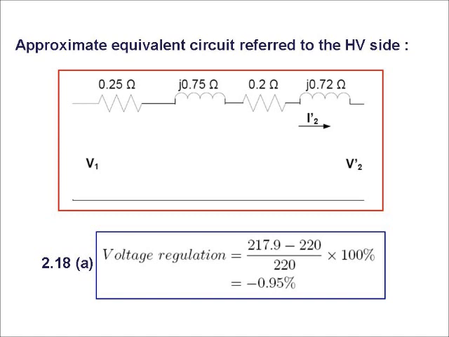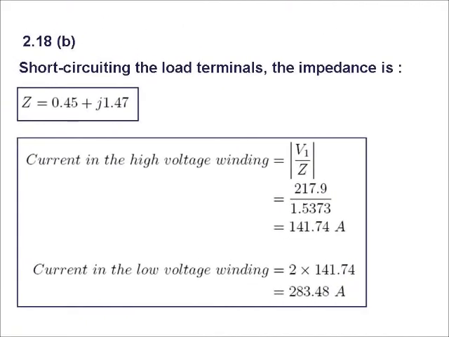When you have a lagging power factor, your voltage regulation is positive. Okay. So let's go now to item B. When you short circuit the load terminals, you know that your impedance is 0.45 plus j1.47. That comes from your previous model. So you can calculate your current in the high voltage winding as V1 divided by Z.